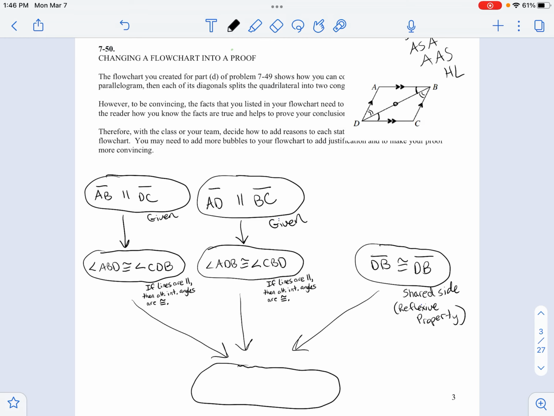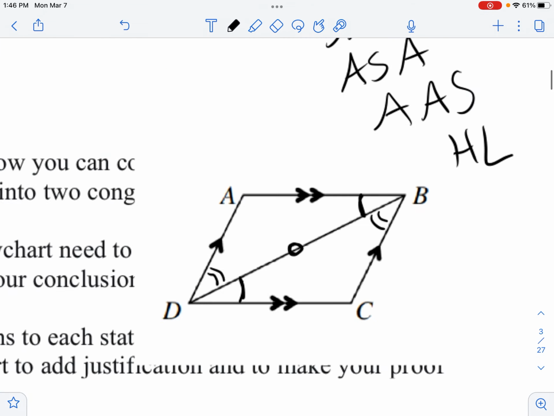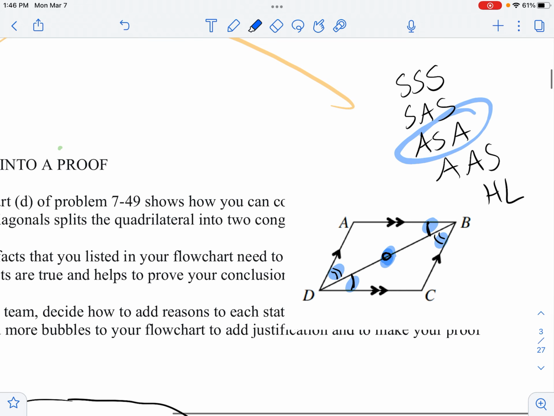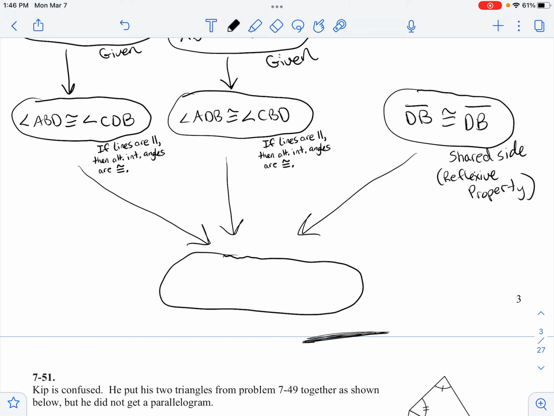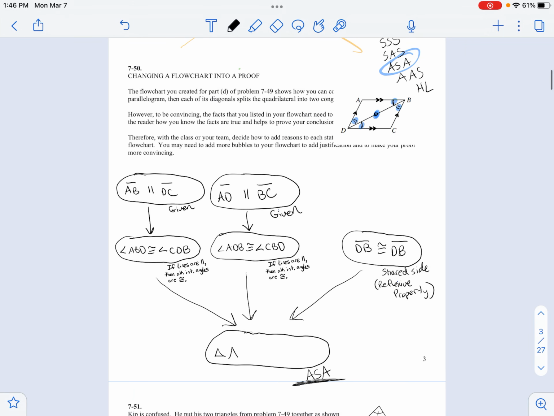Now we have enough information. Now I've got an angle, a side, and then an angle. So angle, side, angle is going to be the reason that we know that these are congruent. And so we would write that down here, angle, side, angle. And then what are we proving? We're proving that triangle ABD is congruent to triangle. Why don't you pause the video and try to finish that congruency statement on your own.